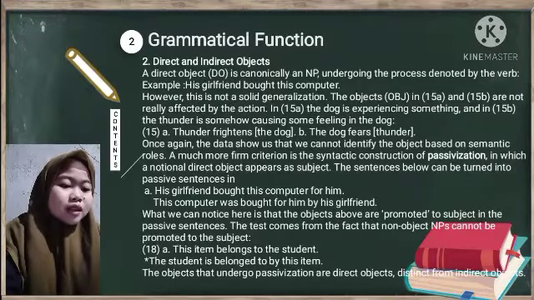18a. This item belongs to the student. The student is belonged to by this item. The objects that undergo passivization are direct objects.